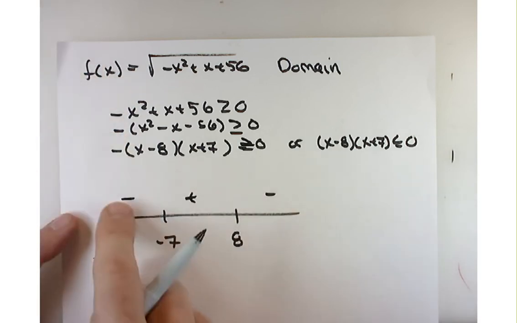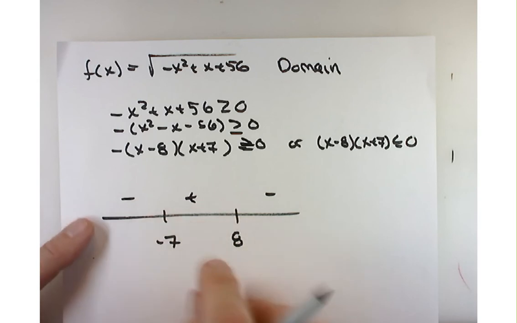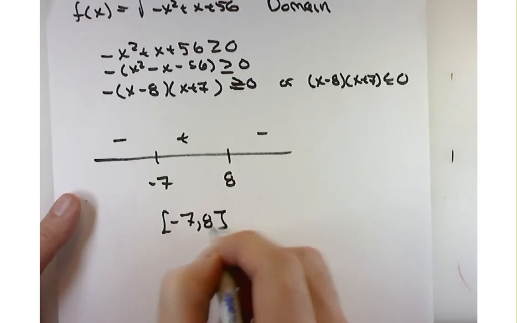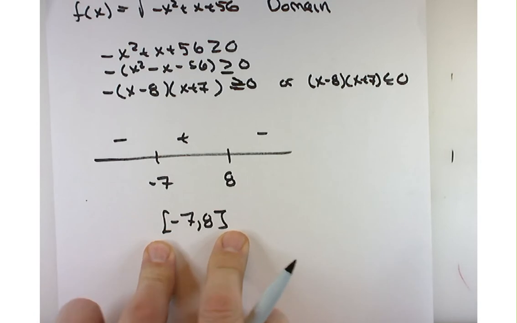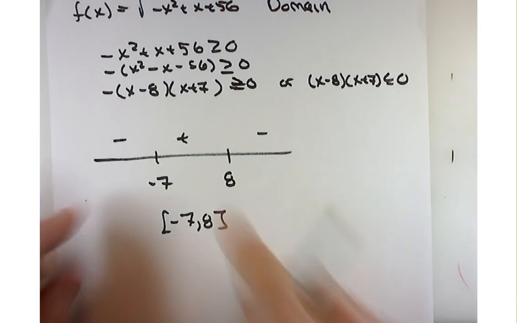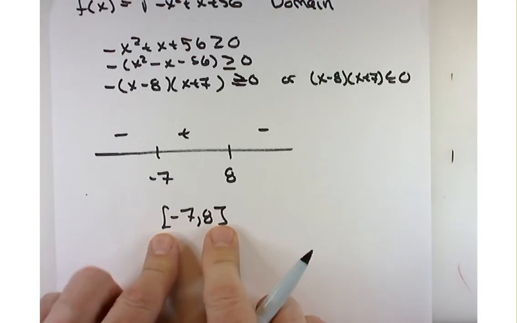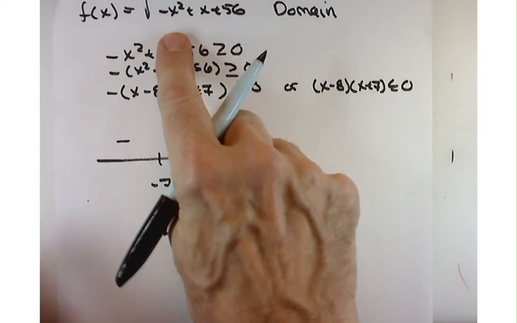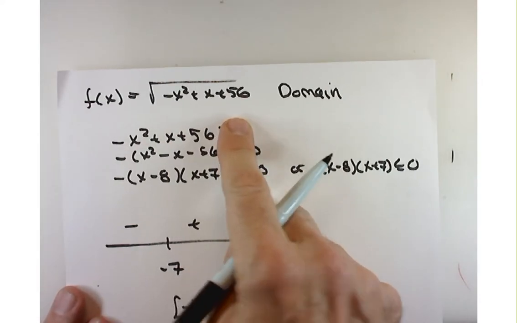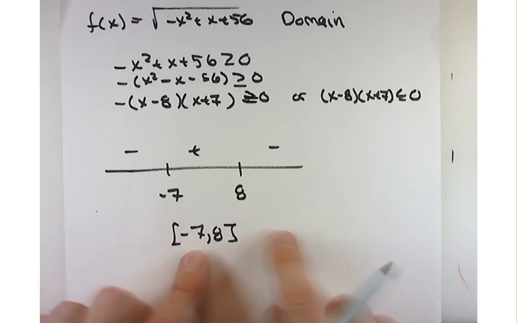And we want the positive intervals. So that would be between -7 and 8. How come I can use the endpoints here and I didn't in the last one? There's no denominator to divide by. Yeah, there's no denominator. You can have x equals 0 underneath the radical. You just can't have anything less than 0. So that would be your domain.